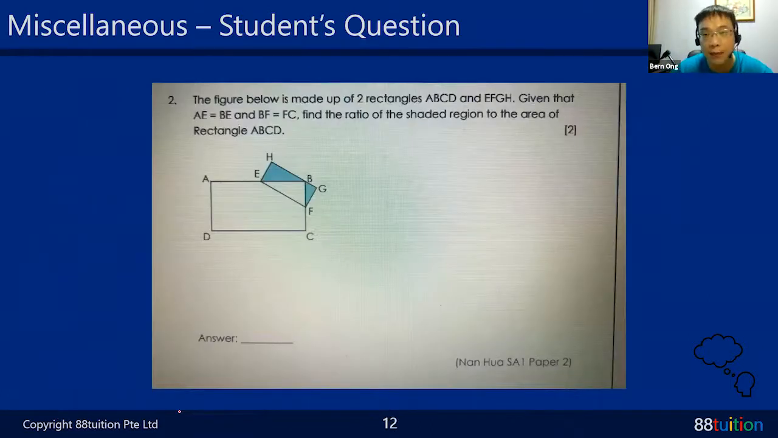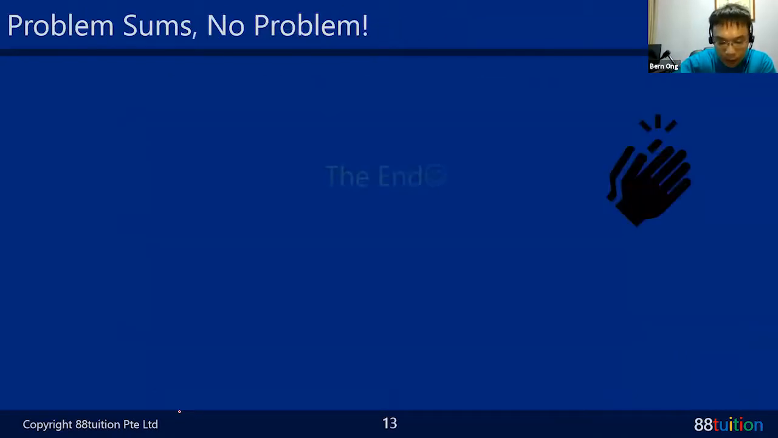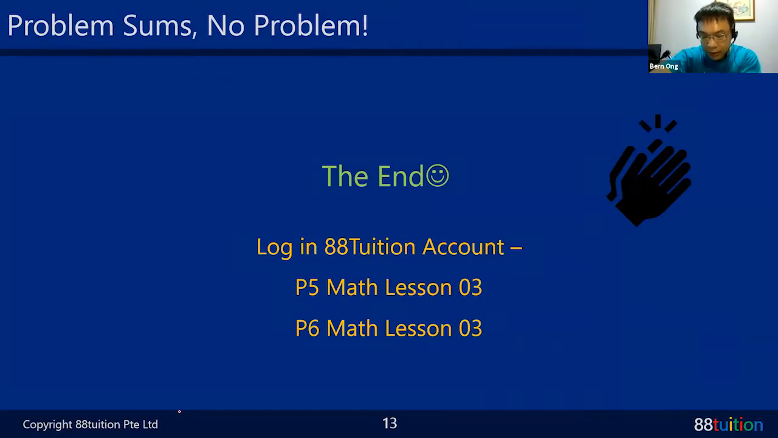This question is asked by another student. It's actually from Nanhua SA1 paper 2. For this question, can I leave it to you guys as homework? So next week, we will start off with one of these questions and we will try to do something else. Cool? So this is your homework. That is actually the end of the lesson already.